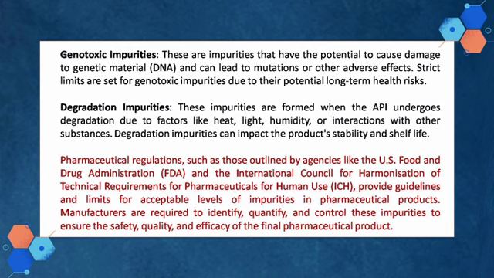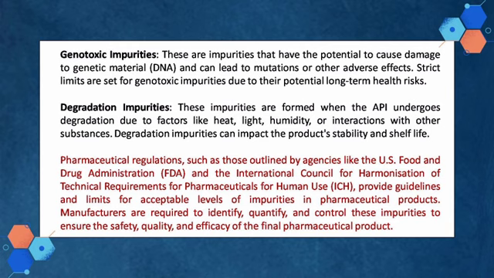Sixth, degradation impurities. These impurities are formed when the API undergoes degradation due to factors like heat, light, humidity, or interactions with other substances. Degradation impurities can impact the product's stability and shelf life.